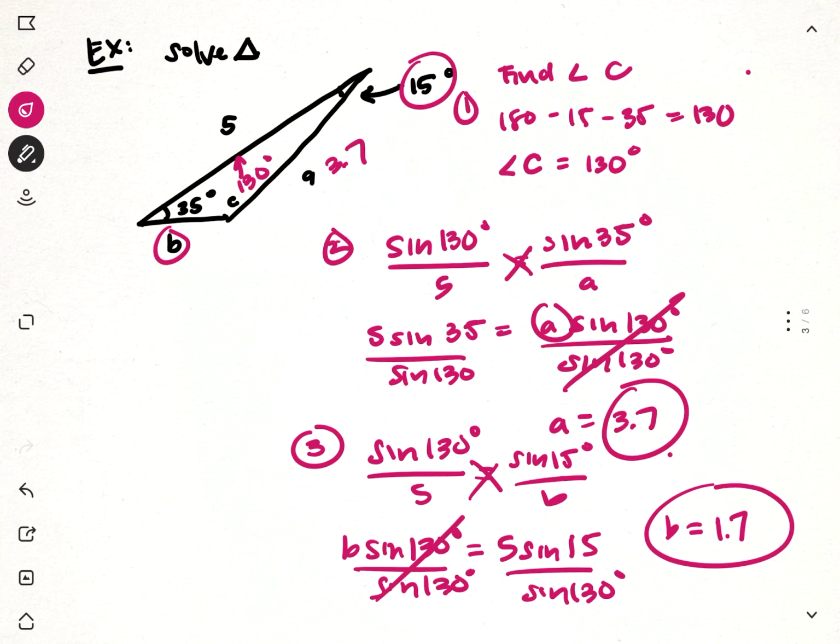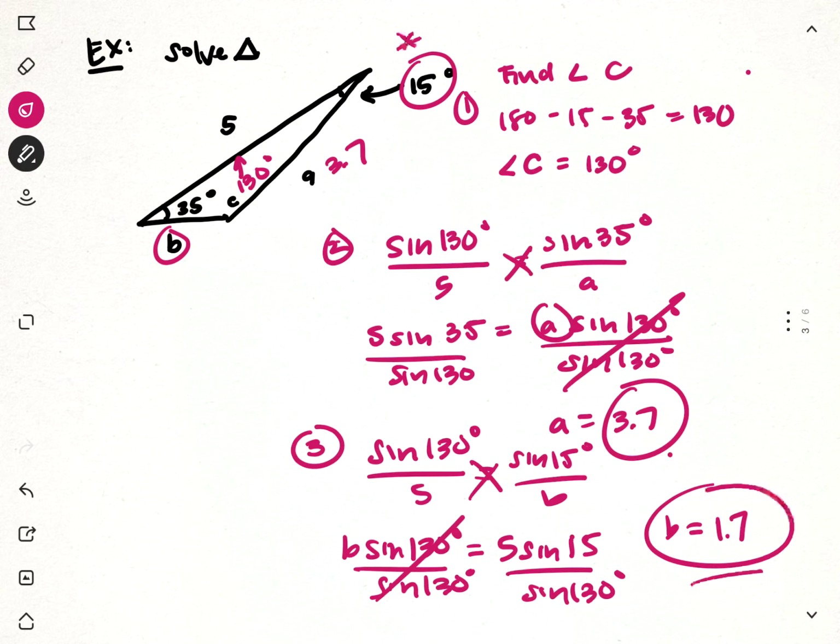Which kind of makes sense, right? The 5 is the hypotenuse. It's across from the biggest angle. A is the next longest side. That's 3.7. Seems reasonable. It's shorter than the hypotenuse, but pretty long still. And then B is obviously the shortest side. It's across from the shortest angle, and that's the shortest length. Okay? So pretty straightforward. The process is pretty much the same as the one we did before, except for this first part where we wanted to find the missing angle first.